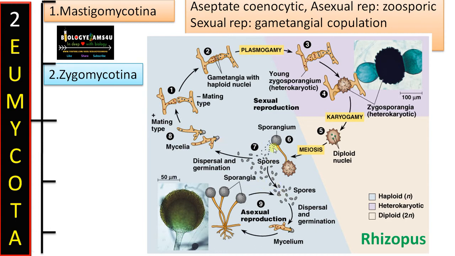Regarding the spores, spores are non-motile. Non-motile spores without flagella, often called aplanospores. Then there is zygospore formation. As you can see, this is zygosporangia. Inside, zygospores are formed. So the sexual spore is zygospore.